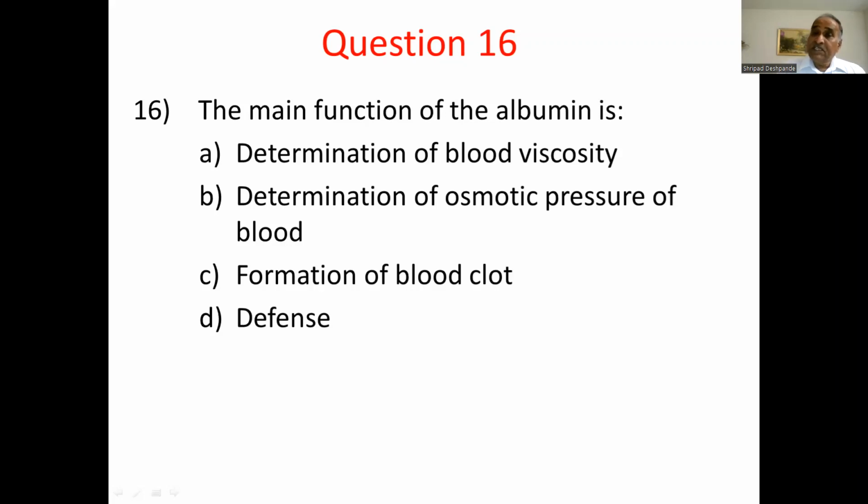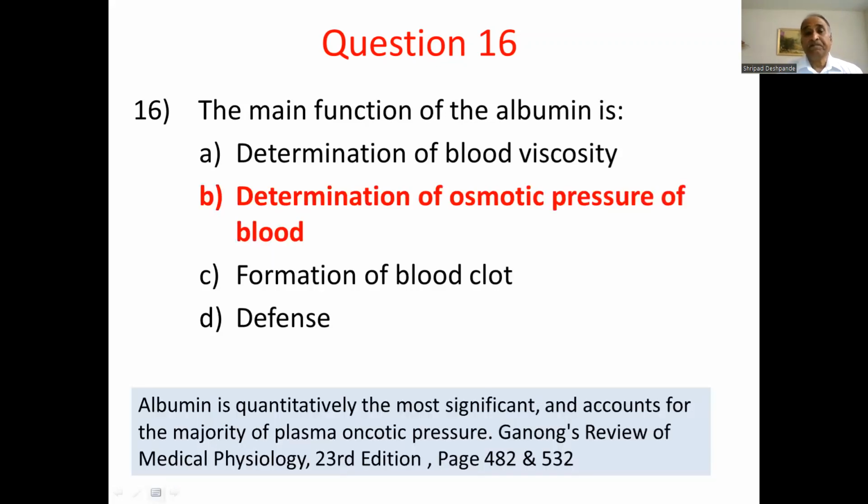The answer is determination of osmotic pressure, because albumin is nearly 3.5 to 5.5 grams per deciliter out of the total plasma proteins present. It has a greater attraction for water. It is present in the intravascular compartment and it retains water. So the answer is determination of the osmotic pressure. You can find this in Ganong's Review of Medical Physiology, page 482 as well as 532.